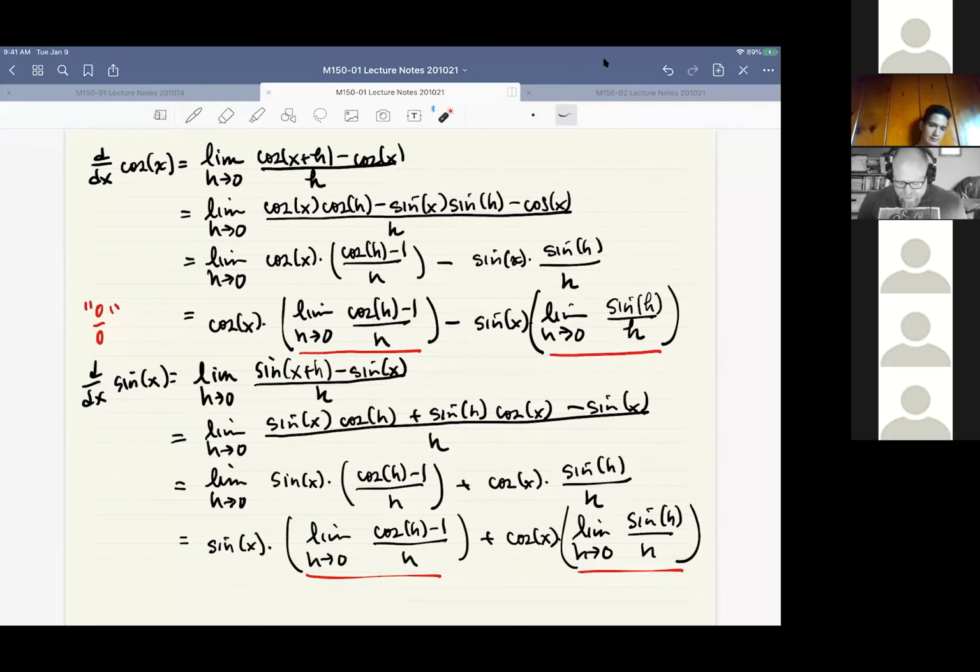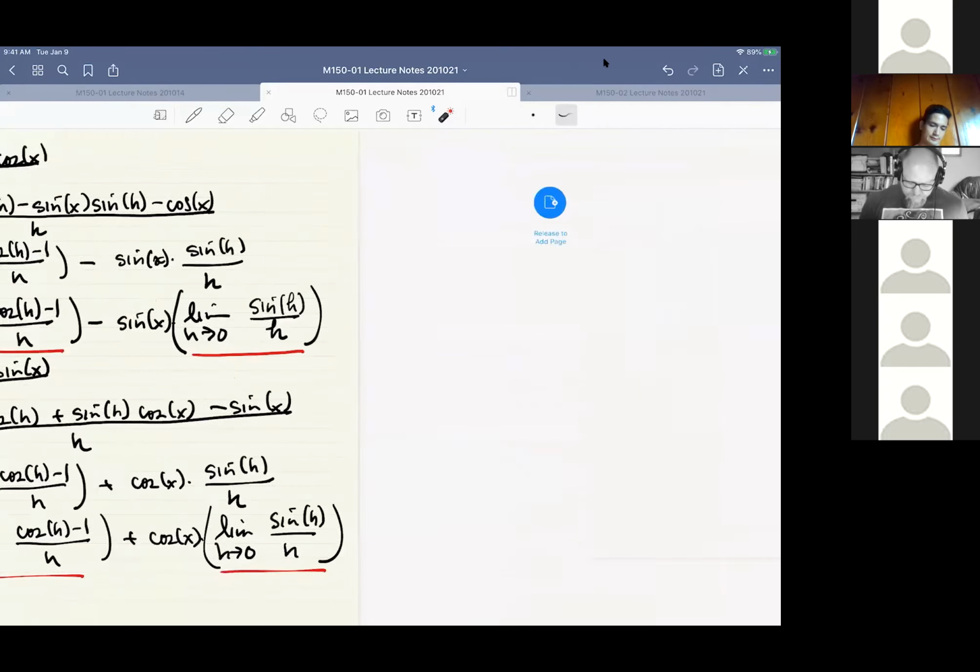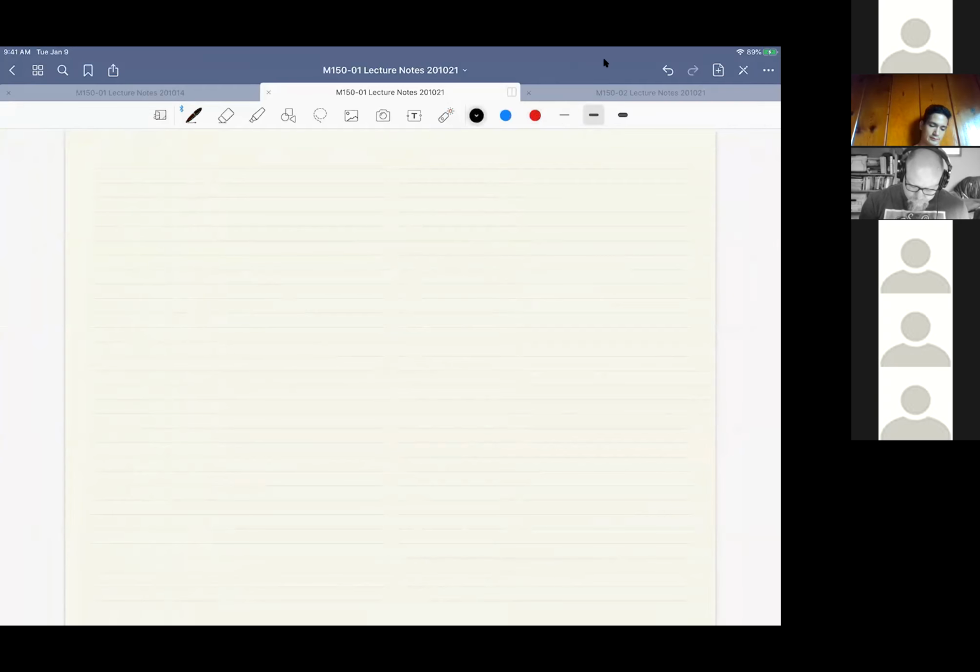So now let's look at these limits. I'm going to claim that the limit as h goes to 0 of sine of h over h equals 1. So how could we prove that? Or well, how could we convince ourselves that that's true?